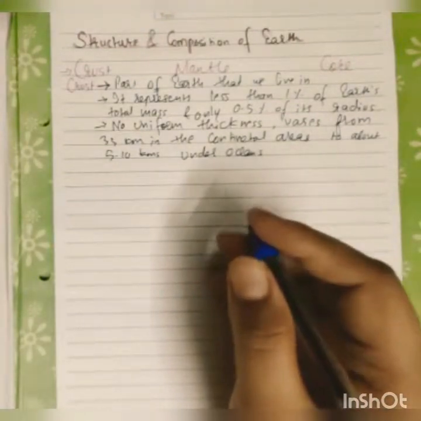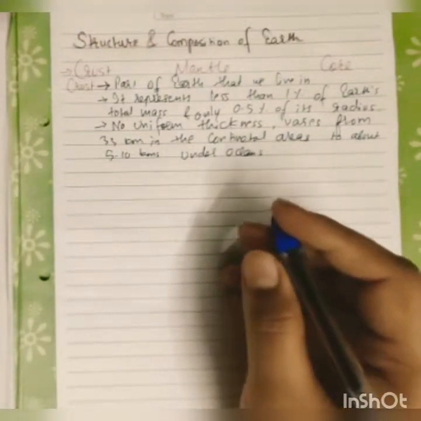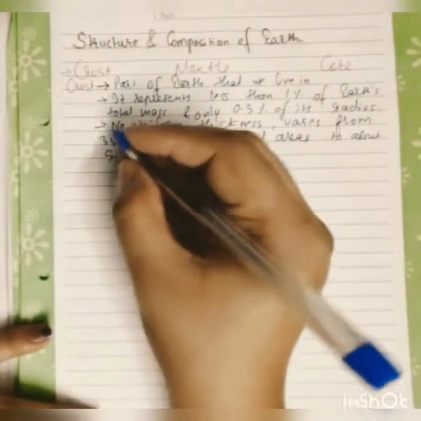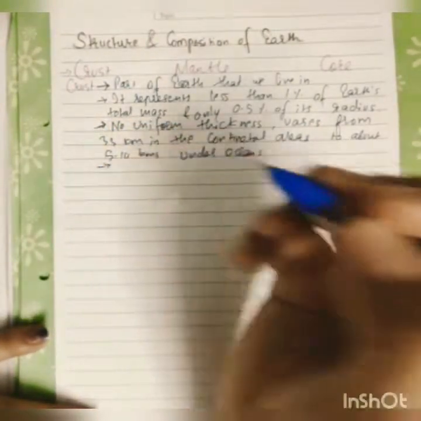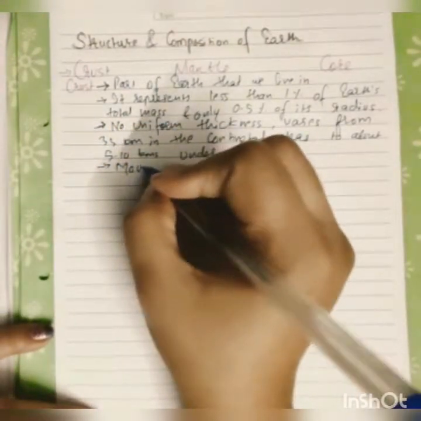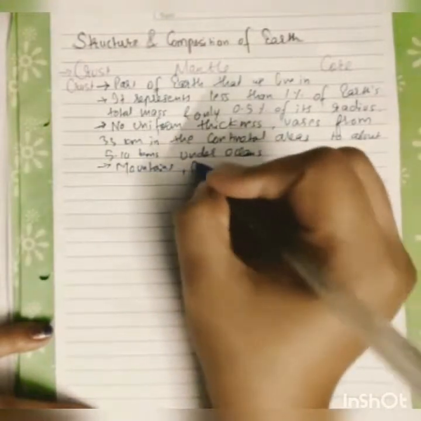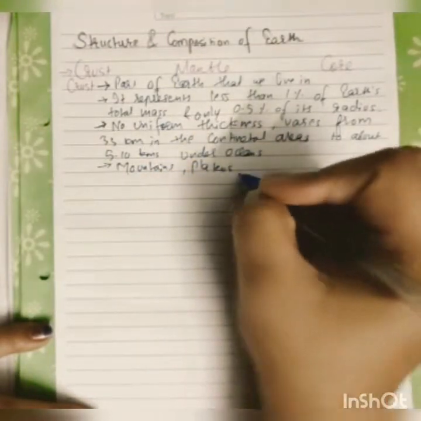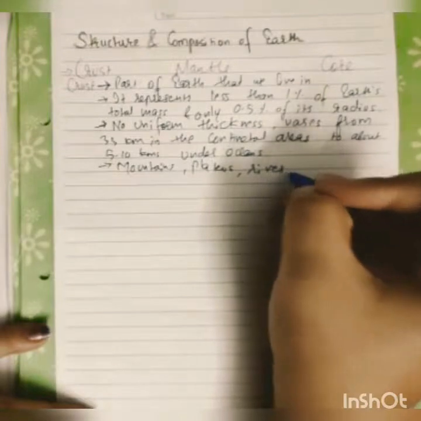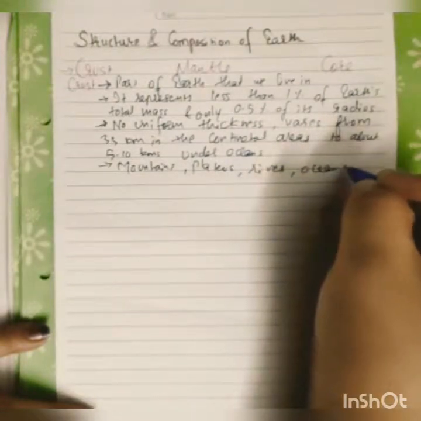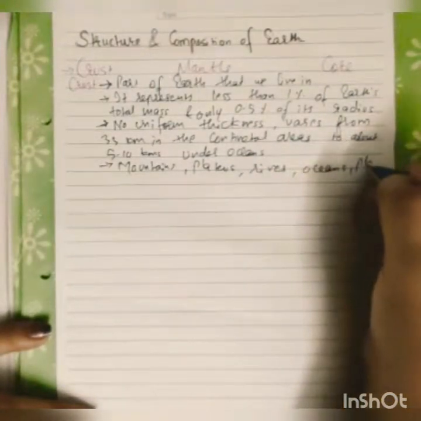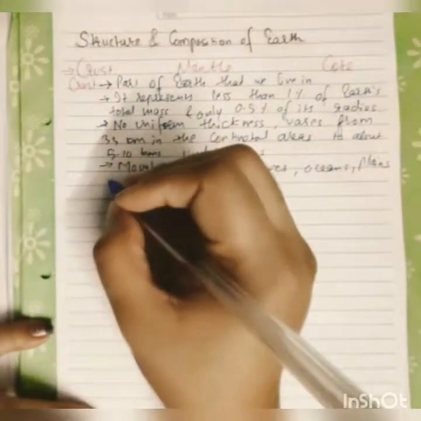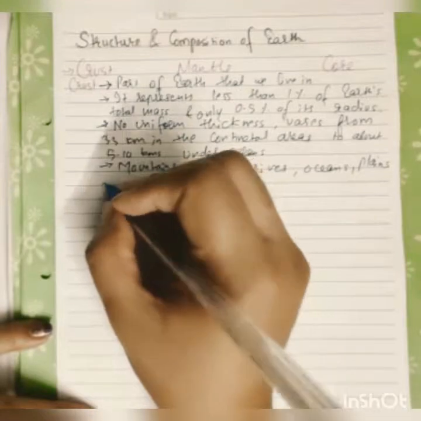You know what, oceans are not that deep. Okay, so there are many different landforms on Earth like mountains, plateaus, rivers, oceans, plains. So all of these are contained here.